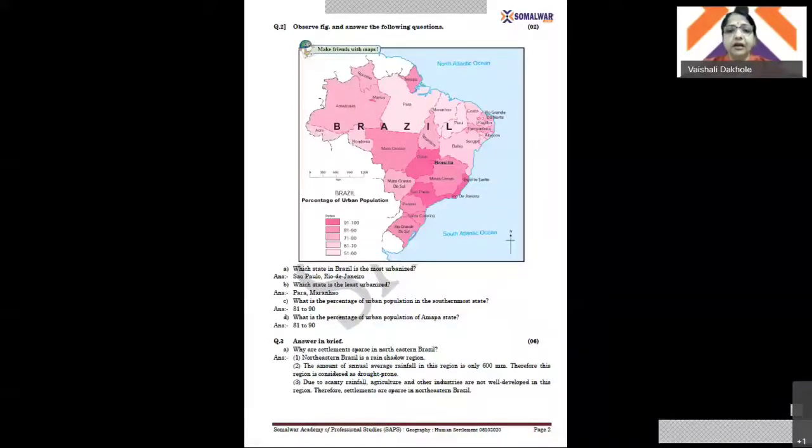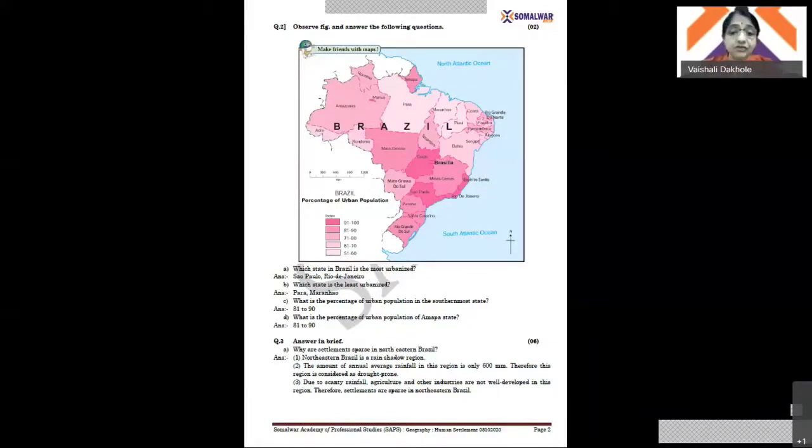I hope how to read the map and the chart or the graph is now clear to you. You have to take help of the index that is shown there, the figures that are mentioned there, and also the shade of the color which is given in the index. With the help of that, you can answer the questions and you can get full marks. This is an objective question. You can score full marks on this. Okay, now let's come to the brief questions.